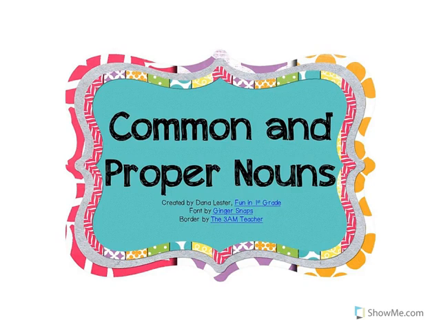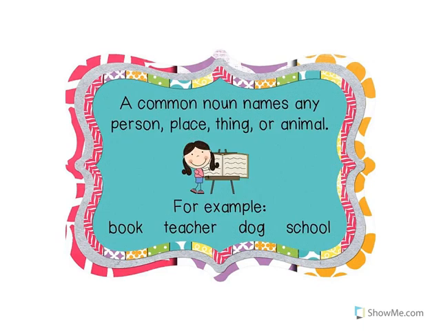Today we are going to be looking at common and proper nouns. Last week we discussed nouns and reviewed what they are, and nouns are any person, place, thing, or animal. Any person, place, thing, or animal is a common noun. For example, book, teacher, dog, school.